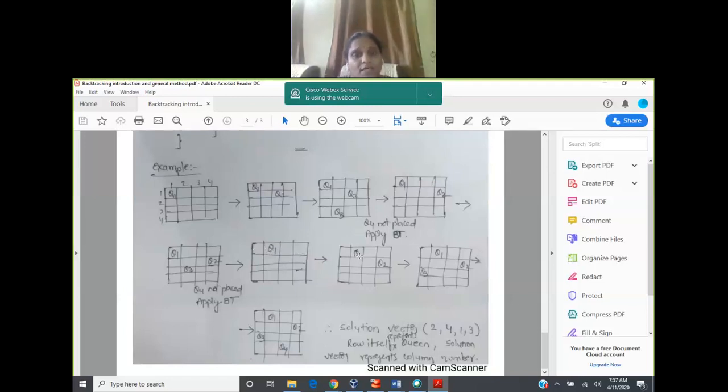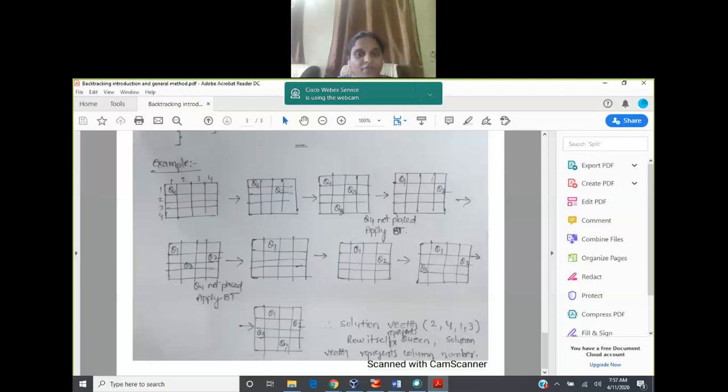Again start the procedure. So queen 2 you can't place here, and here also you can't place, here also you can't place. In the fourth position you can place the queen 2, and next check the queen 3, you can place in the first position, and you can check the queen 4, you can place in the third position. Therefore, the solution vector for the 4 queen problem is 2, 4, 1, 3.